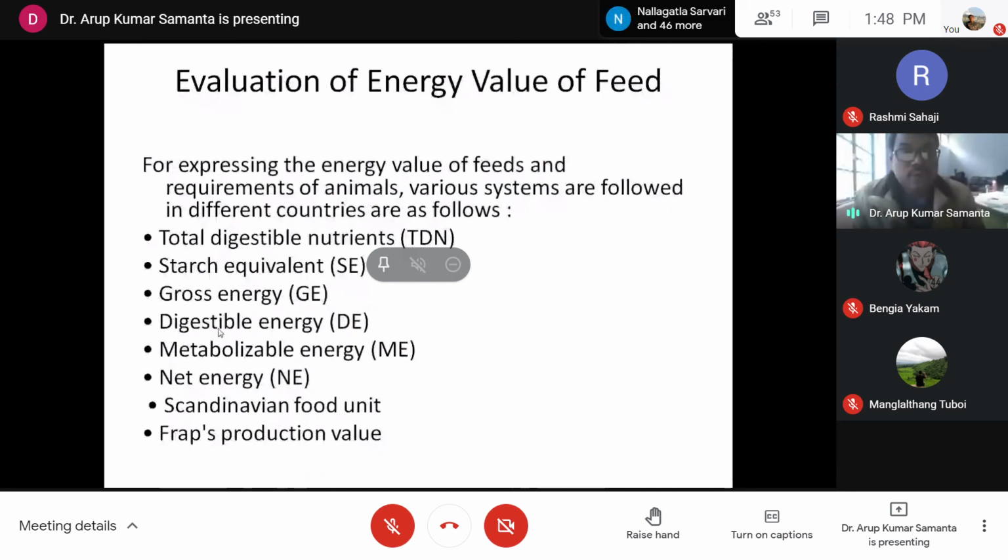Gross energy is not the way to express the energy value; it just gives an idea about the total energy content, but it does not give any idea about the utilization of the energy. I told you several times. So you should express the energy value for the utilization purpose for livestock and poultry: total digestible nutrient, starch equivalent, DE, ME, NE, Scandinavian feed unit system, and Fripp's production value. Now let us see. First one is the total digestible nutrient.